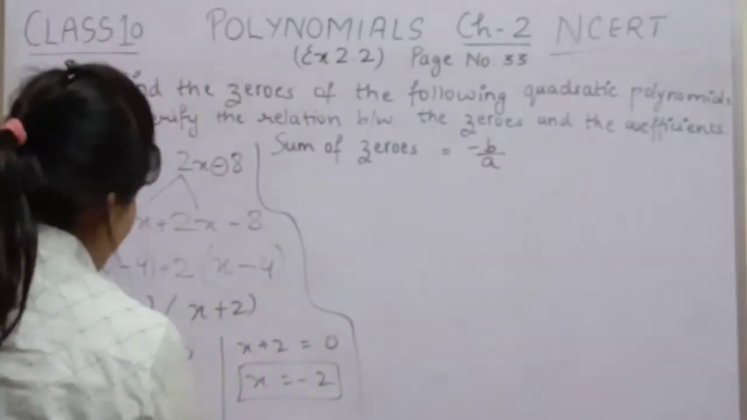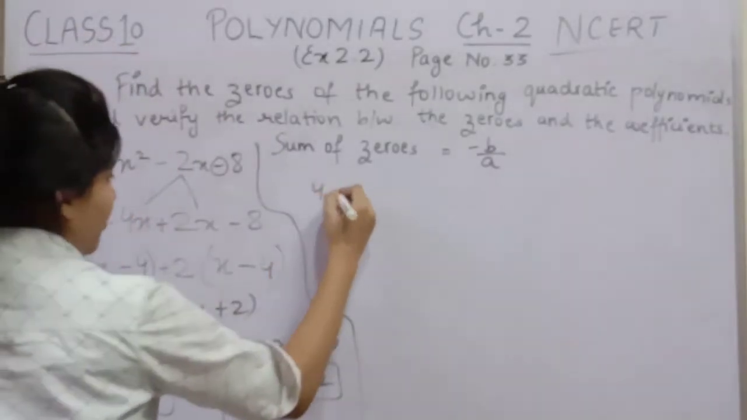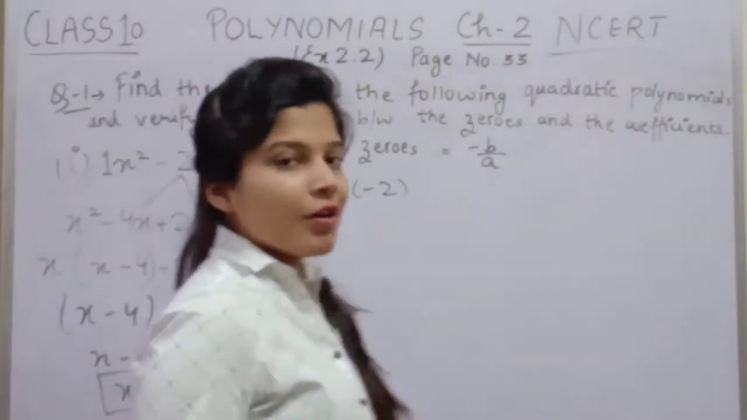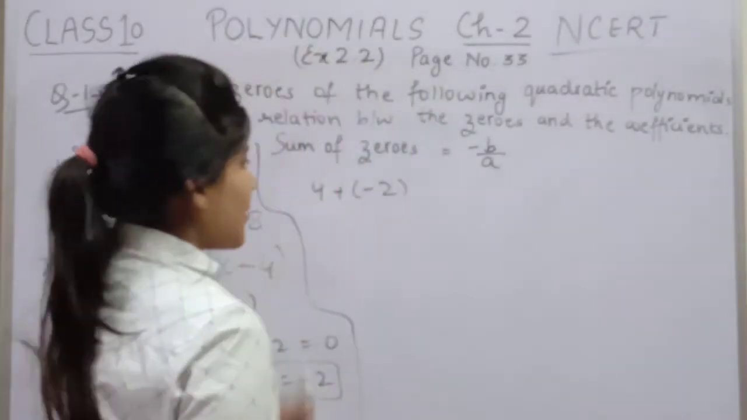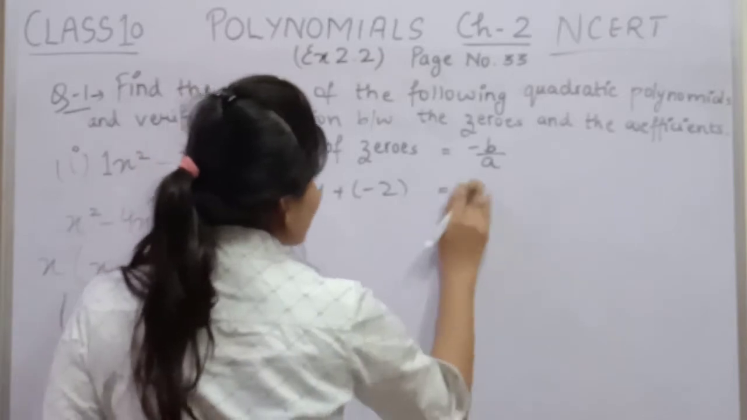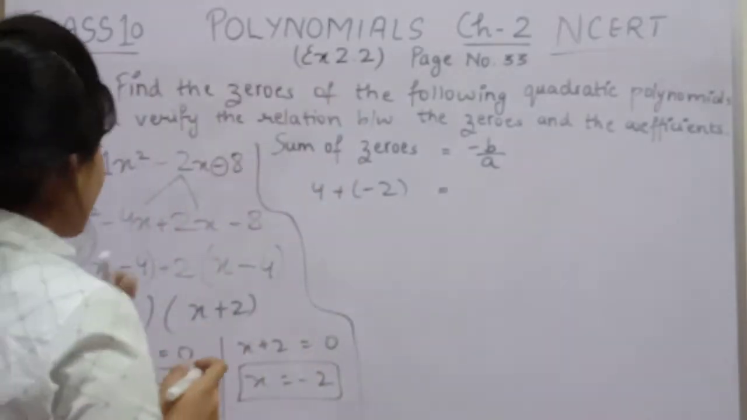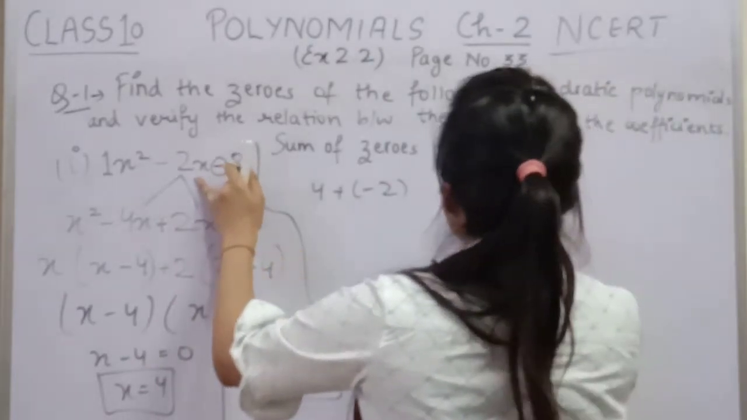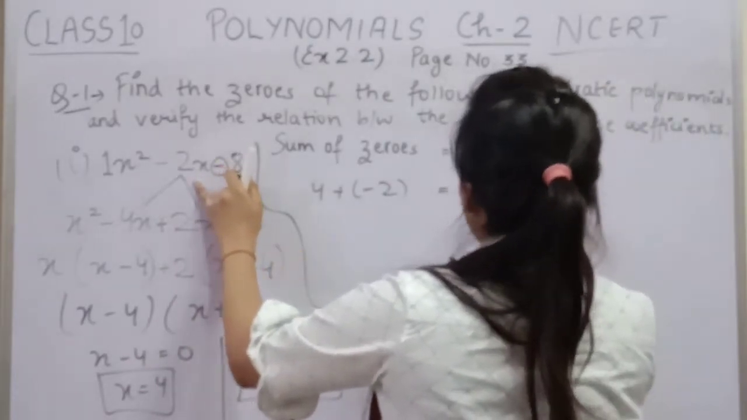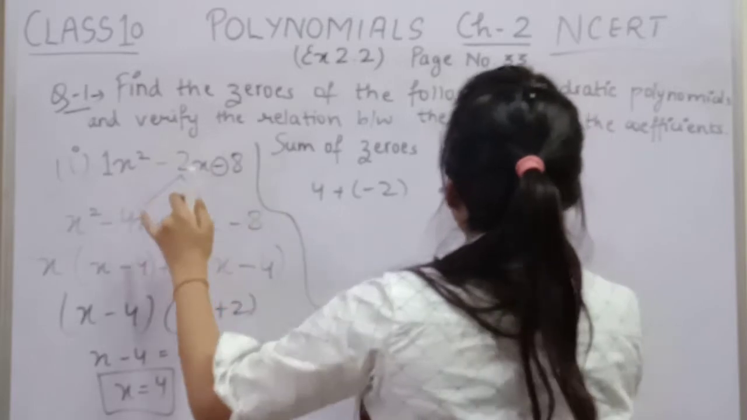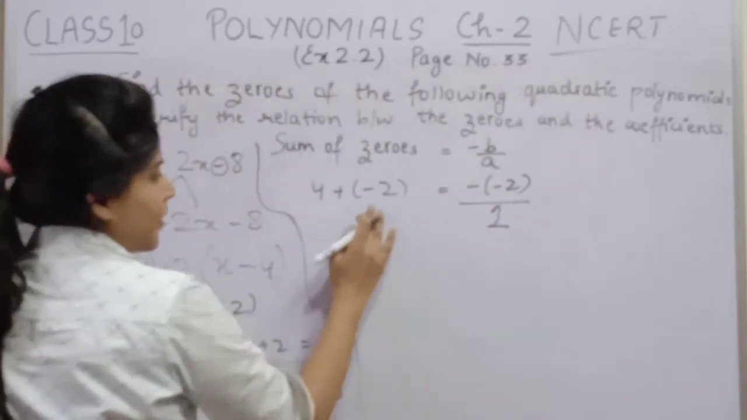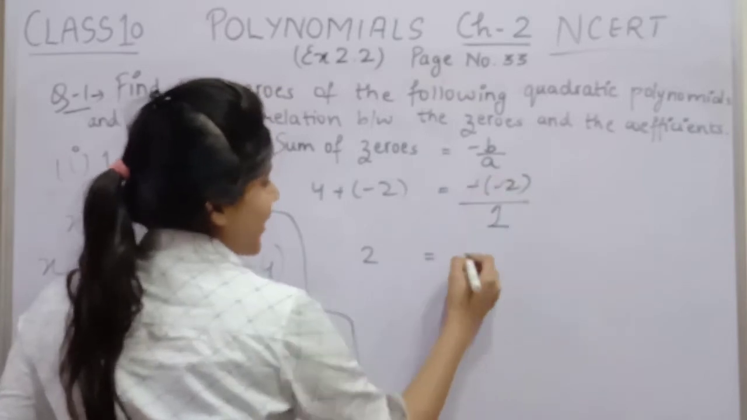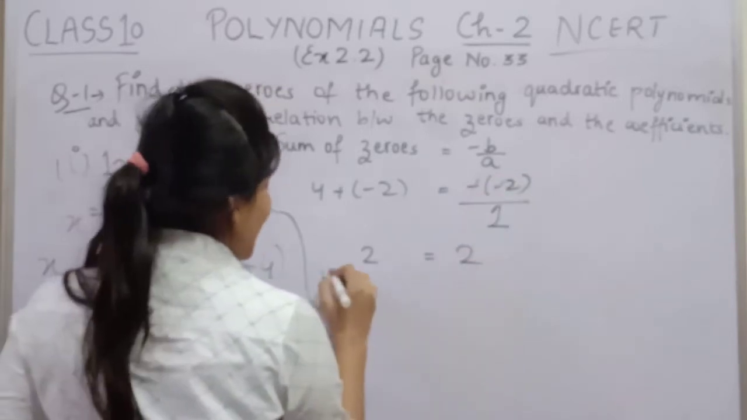And वैसे sum of zeros करेंगे so this would be 4 plus minus 2. Right, एक 0 4 है, एक 0 minus 2 है. So 4 plus minus 2 equals to minus b upon a. अब minus b क्या होगा यहाँ से, b is minus 2. Right, so minus of minus 2 upon a is 1. ठीक है, तो यहाँ पे करेंगे 4 minus 2 is 2 equals to 2, माइनस से माइनस कट 2, hence verified.